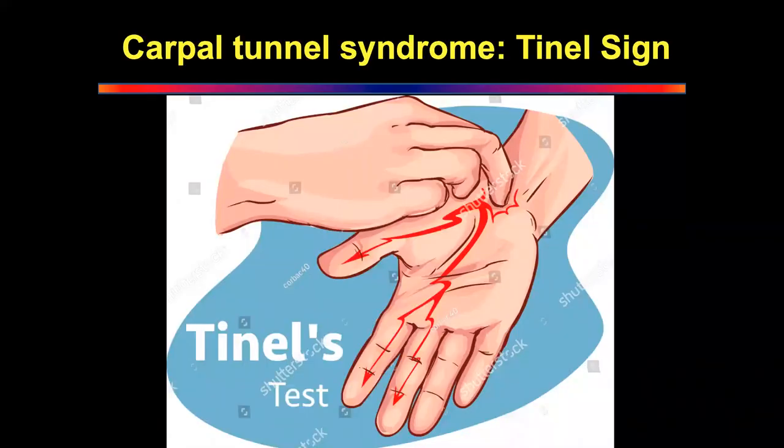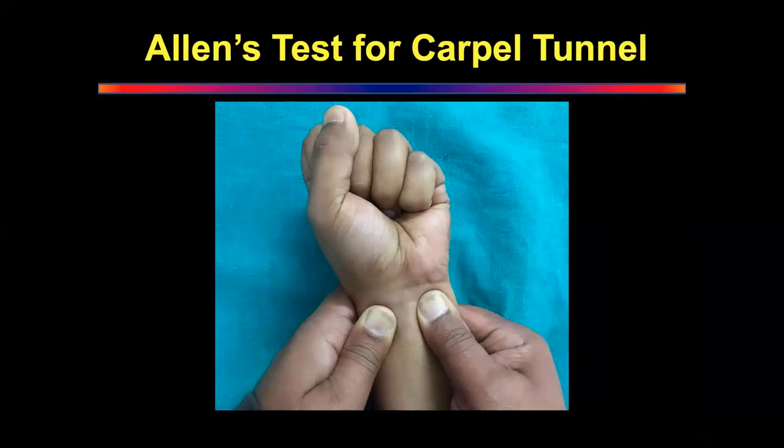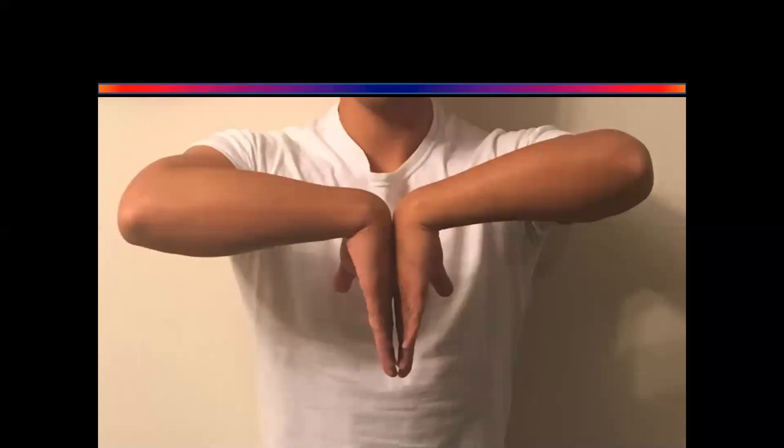This is Tinel's sign. We've said that. What is this sign? Write the answer down. This is Allen's test for carpal tunnel. What is this sign? Phalen's test, okay? All right, from here onwards, it's all instruments.